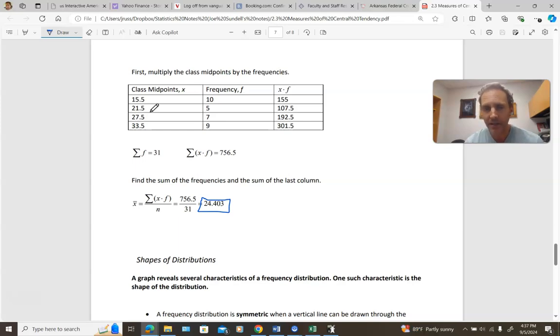Now, is that the actual average of the data set? Probably not, because we don't actually know what the data is. We just know how much data falls in each class. So we use the midpoint as kind of an estimator, an average of the data values that are in each class. So this is going to be an estimate. You would need to know the actual data to find the true mean.